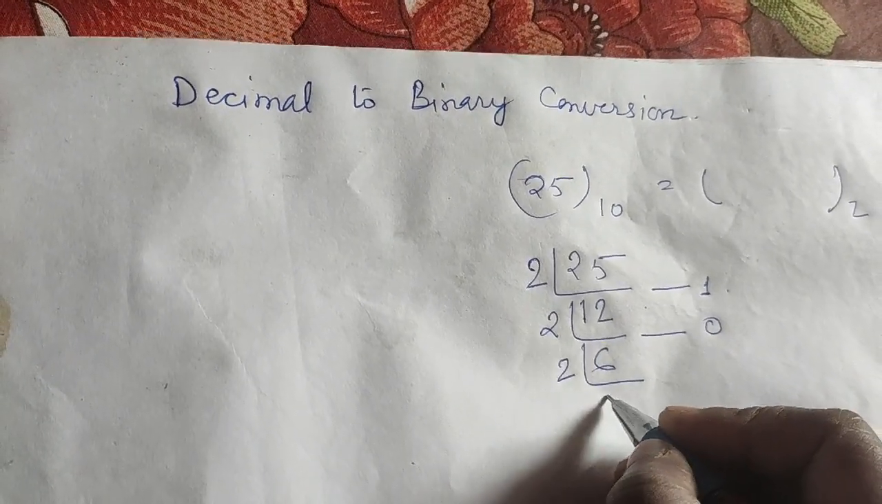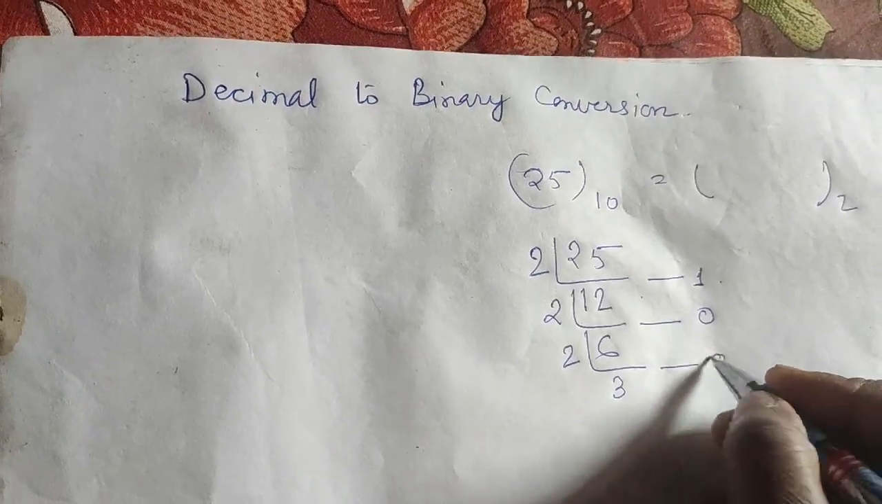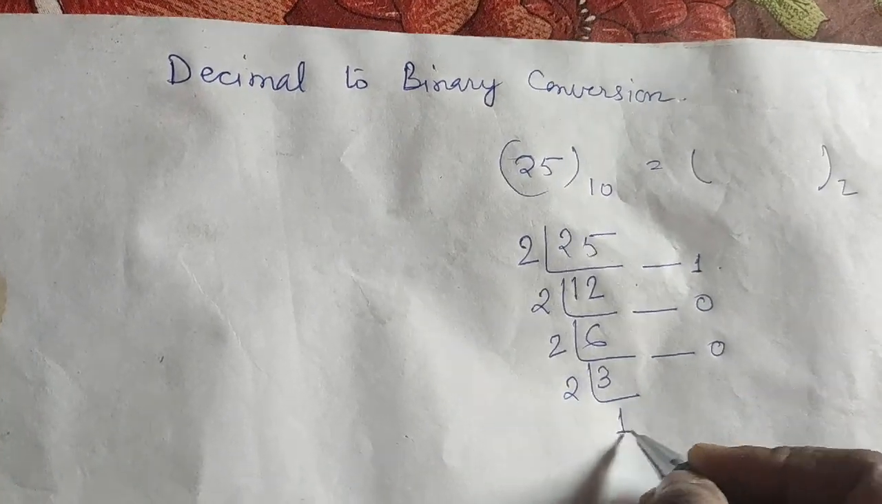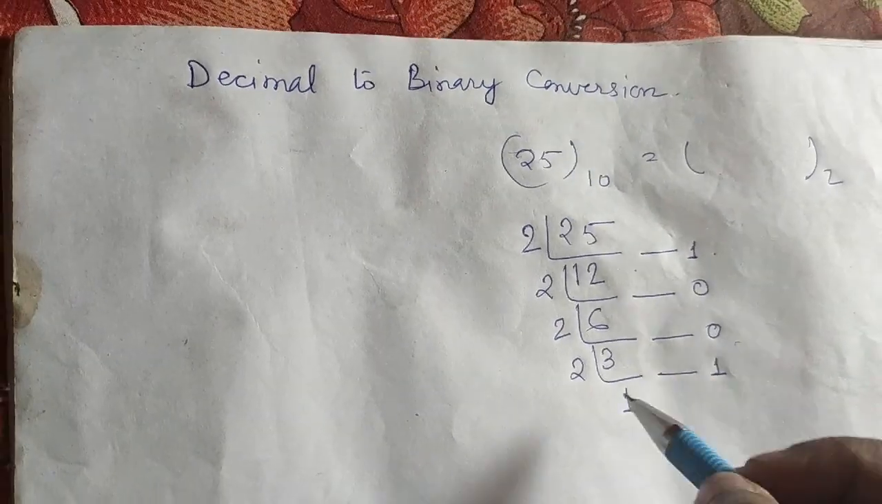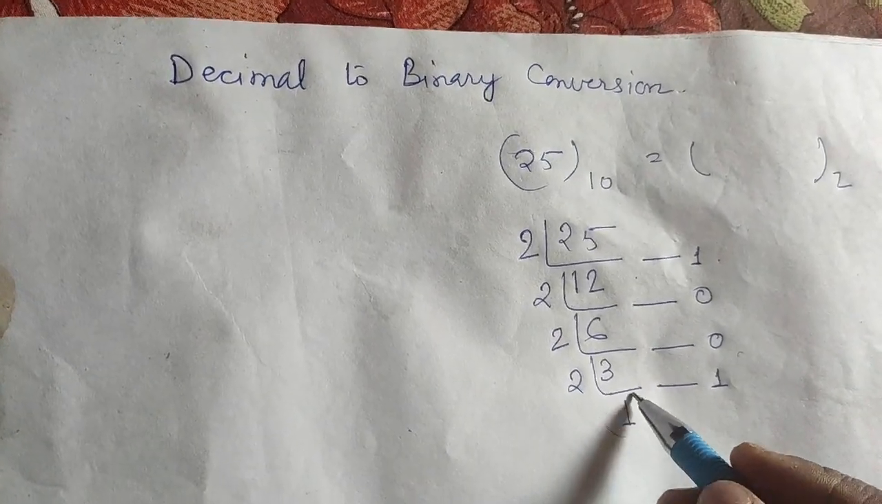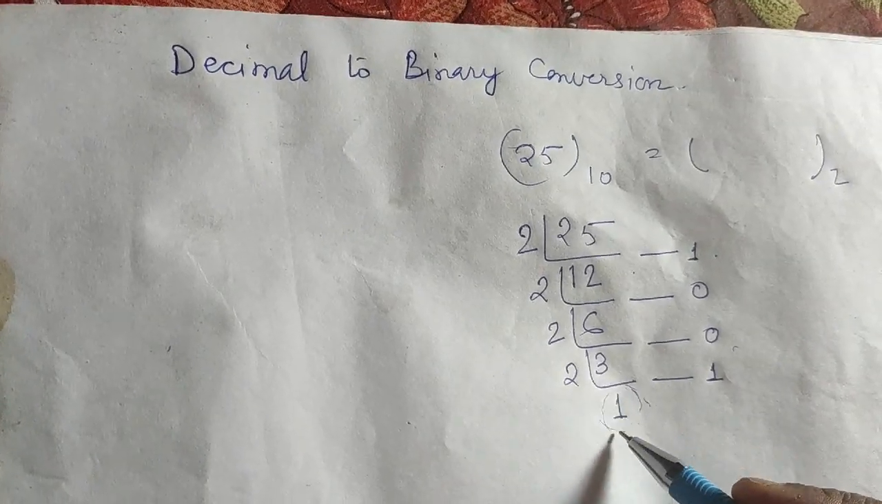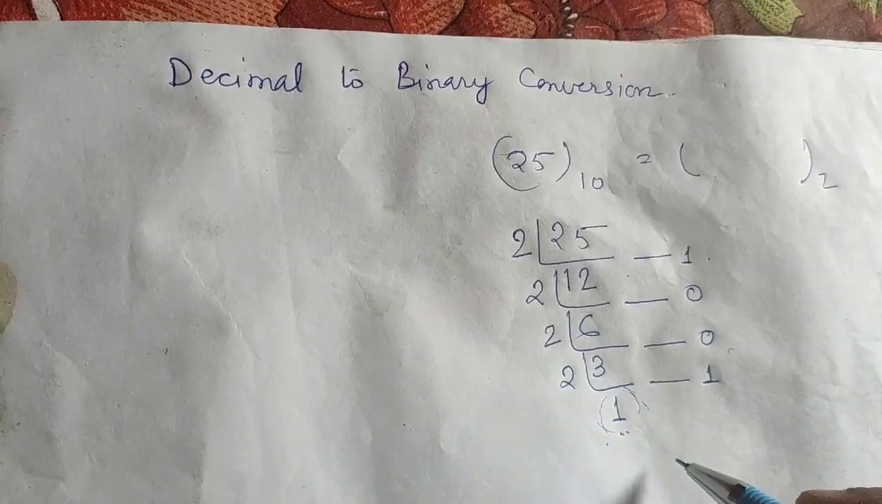So what is the number? 2 threes are 6. So what is the remainder? 0. Now again we will divide by 2. 2 ones are 2. So what is the remainder? 1. Now see this, at the end we will get either 1 or 0. Until we get the quotient as 0 or 1, we will continue this division.